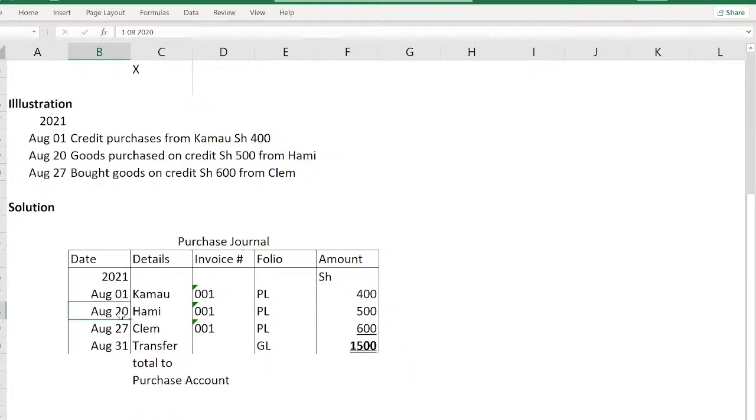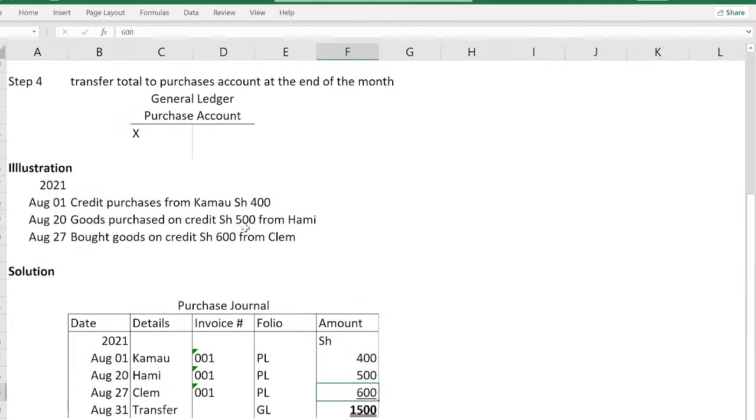August 20, goods were purchased on credit for shilling 500 from Hami. So Hami, and then we have the 500 shillings. August 27, we bought goods on credit from Clem, 600. So after doing that, we go to step 4.